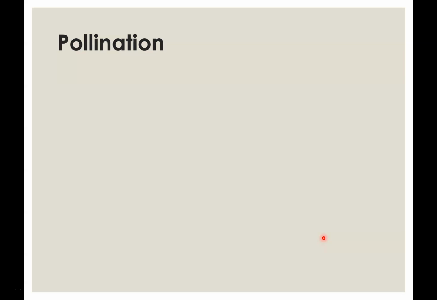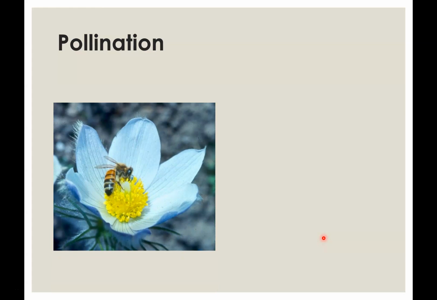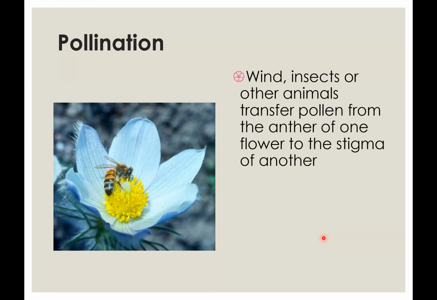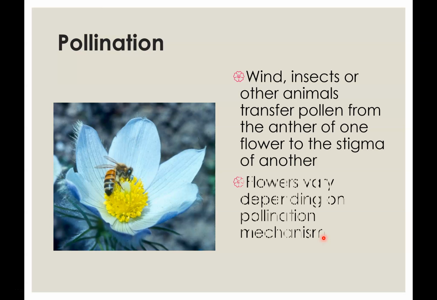Now that we have seen the development of the gametophytes, that is the pollen grain and the embryo sacs, we can look at pollination. So pollination occurs when wind or insects or other animals transfer pollen from the anther of one flower to the stigma of another, right? And the flowers vary depending on pollination mechanisms. So they're going to have different mechanisms to attract a specific type of insects that are going to pick up the pollen in their bodies and transfer that pollen.